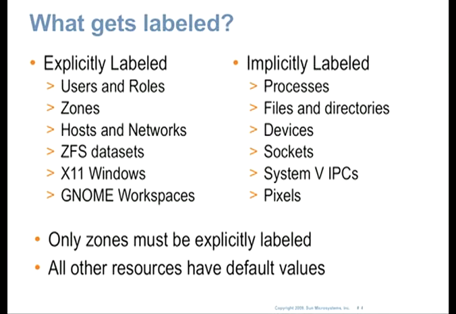Similarly, every file and directory is associated with a ZFS dataset, and we know the label of every ZFS dataset, so we know the label of every file and directory. But again, unlike SELinux, we don't label individual files and directories. So if you want to have two directories with different labels, you have to make them different datasets. Similarly, we create devices in zones, and therefore they have the label of the zone they're in. Sockets have the label of the process that created the socket, and System V IPCs.